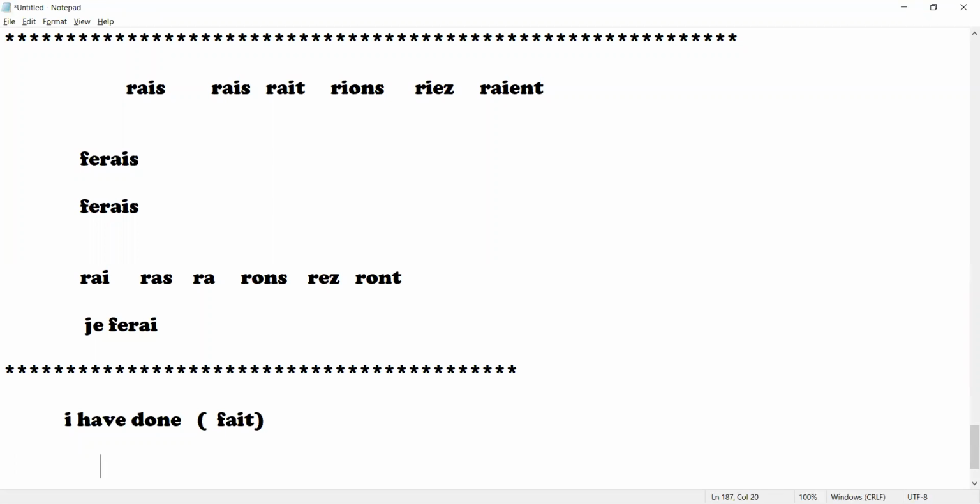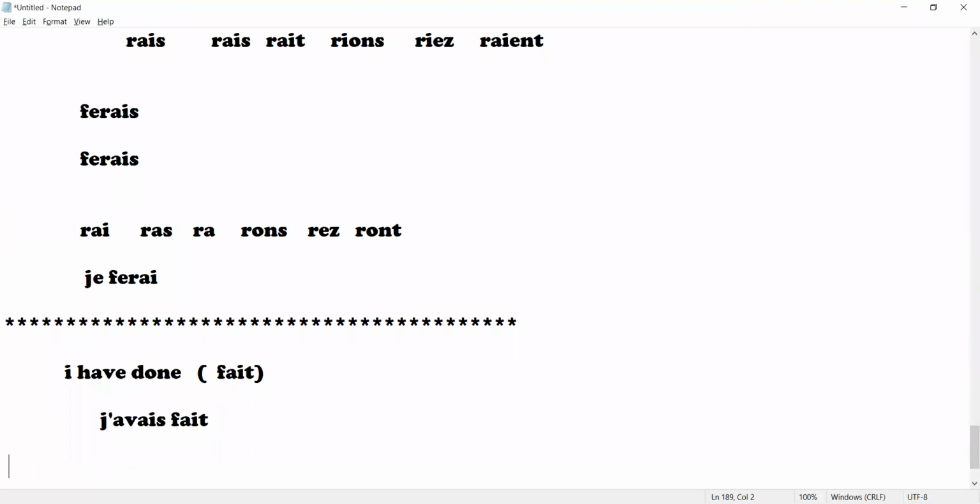Right. So, in case of the present perfect tense, I have to use the imparfait of avoir and the past participle, class. So we'll do j'avais fait. C'est clair. Tu avais fait. J'avais fait. Yes, we have to use this.